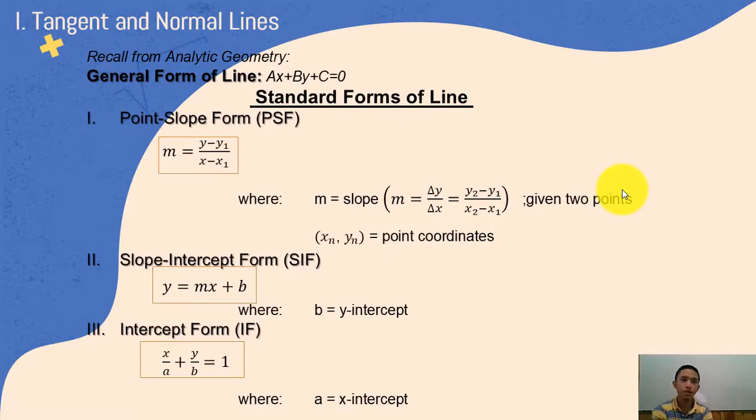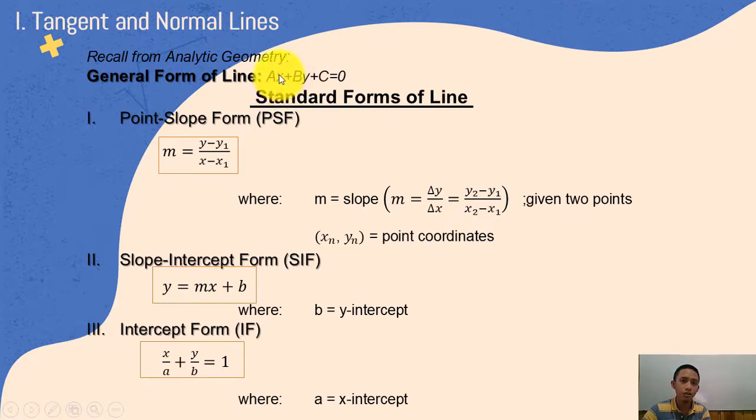So we have here the tangent and normal lines. But before we go there, a brief recall on your analytic geometry, or if you discussed this in your algebra, since we are talking here of lines. Let's go back to the general form of a line. The general form is the general form of writing the equation of a line, written as ax plus by plus c equals 0, wherein a, b, and c are just the coefficients or numbers, and x, y are your variables.